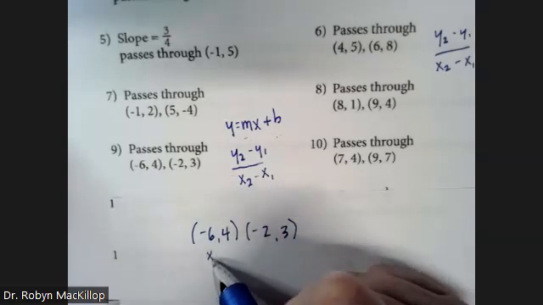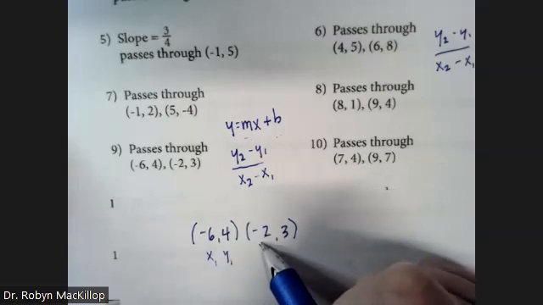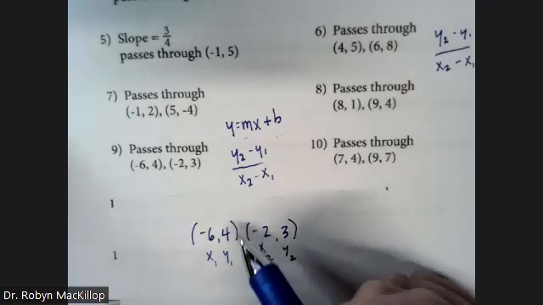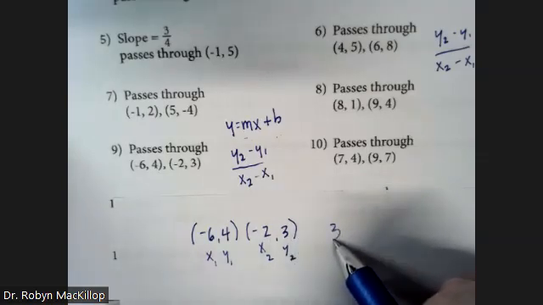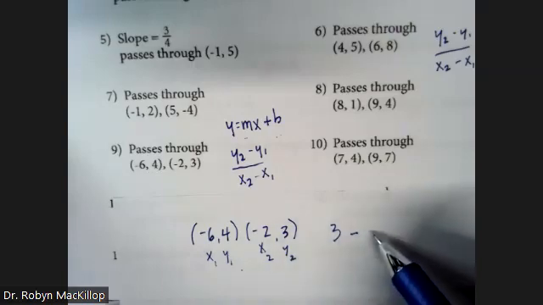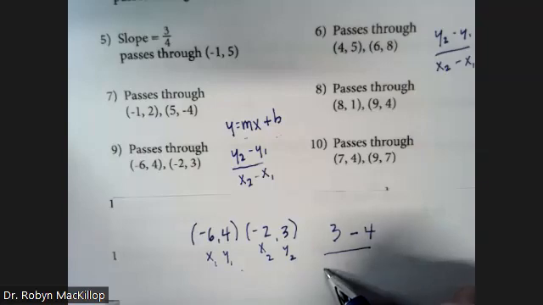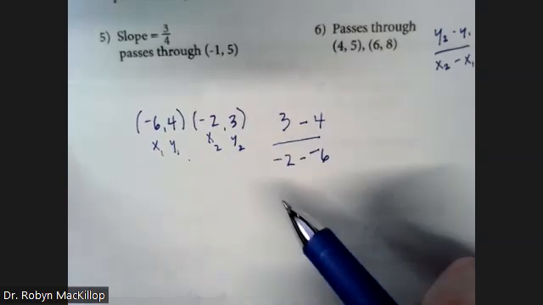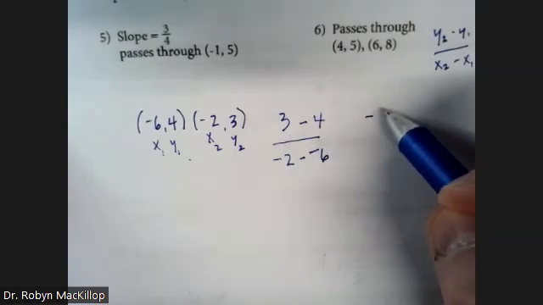And this is X1, Y1 and X2, Y2. And then we're just going to fill it in. We start with Y2 minus Y1, 4, over X2 minus, minus -6. All right, and this will get us our slope. So here we've got 3 minus 4, it's -1.